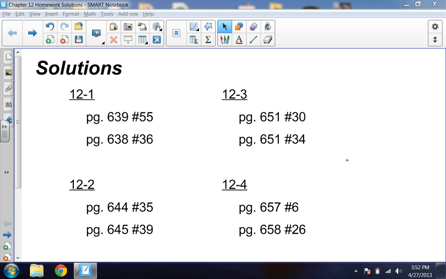I've come up with 8 problems to go over from the textbook, 2 from each section we've covered so far. 12.1, which was on reflections, we have these 2 problems. Now, these are the only 2 that are out of order.